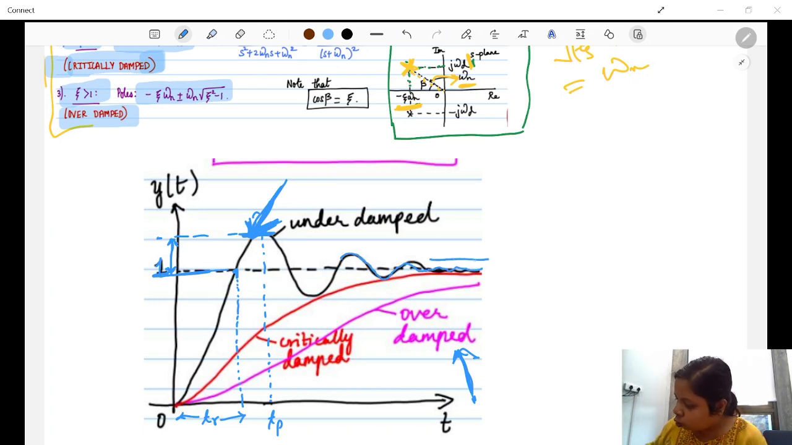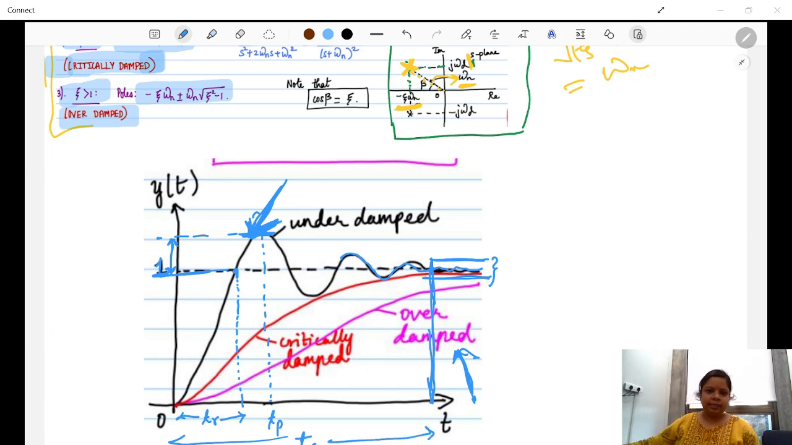When the response goes into the 2% band, for example, if the final value is 1, what is the plus 2% and minus 2% for 1? If it settles in that band, then the response is settled, and whatever time you get corresponding to this settling, meaning the first time it entered the 2% band, what is the time it took to go there? So this is known as settling time.